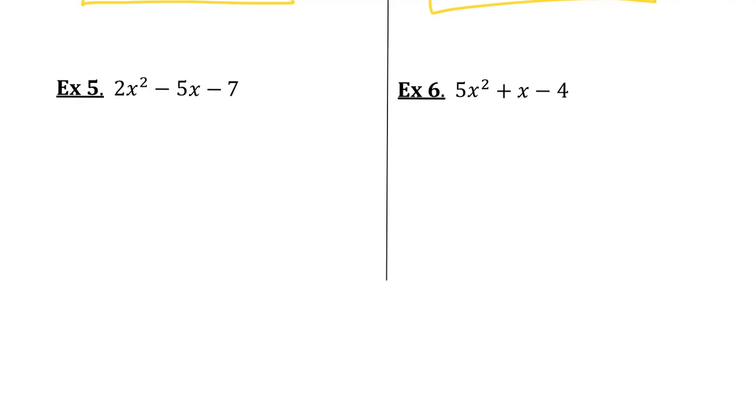Okay, last two, I'm just adding a negative at the end. But again, check first. If this were just x squared, I would do this in my head. I don't do the extra work unless I have to. So that's negative 14.